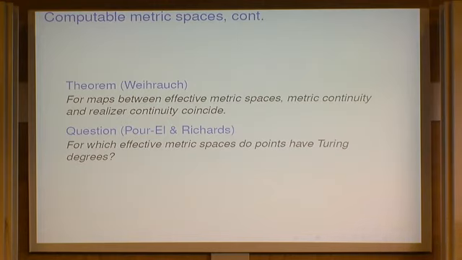Joe Miller showed about 10 years ago that this is false for the Hilbert cube, which then raised the question: can we describe clearly in which spaces all points have Turing degrees and in which spaces there are weirder, more complicated points which do not have Turing degrees? That's also a question I'm going to answer.